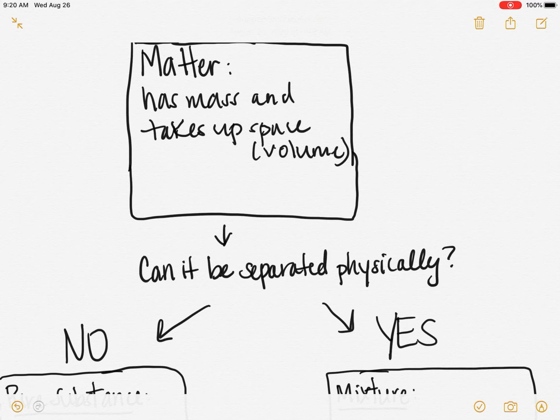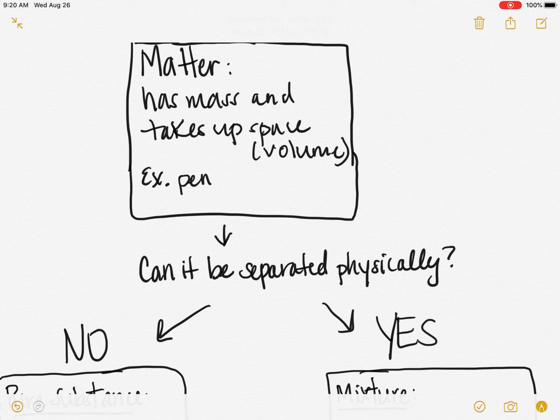Okay, and from math class, you probably know you can calculate the volume of a cube, a cylinder, all those types of shapes, if it's in a regular shape. We've talked about that already in our discussion on density. Okay, so matter, to be matter, two things. It has to have mass and it has to take up space. So basically, everything you think of is matter. Okay, so we'll start with some very simple examples.